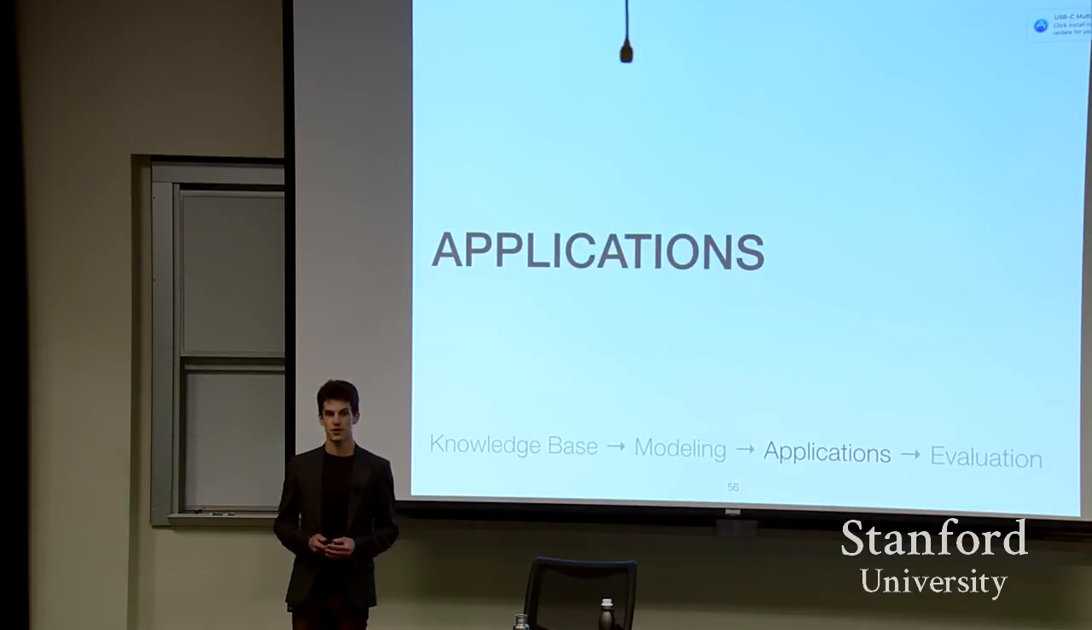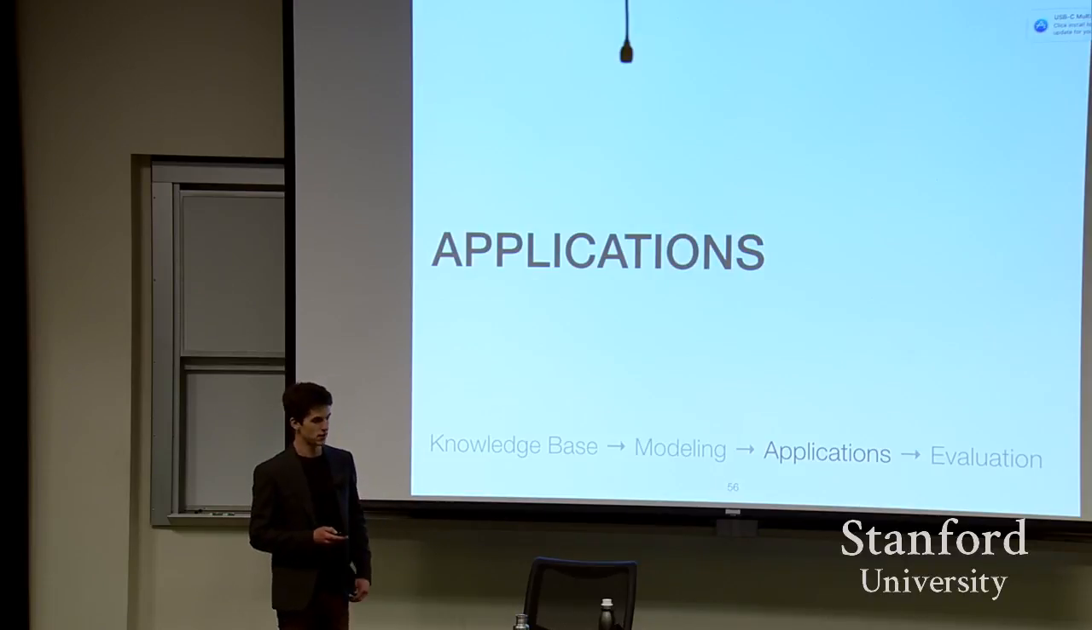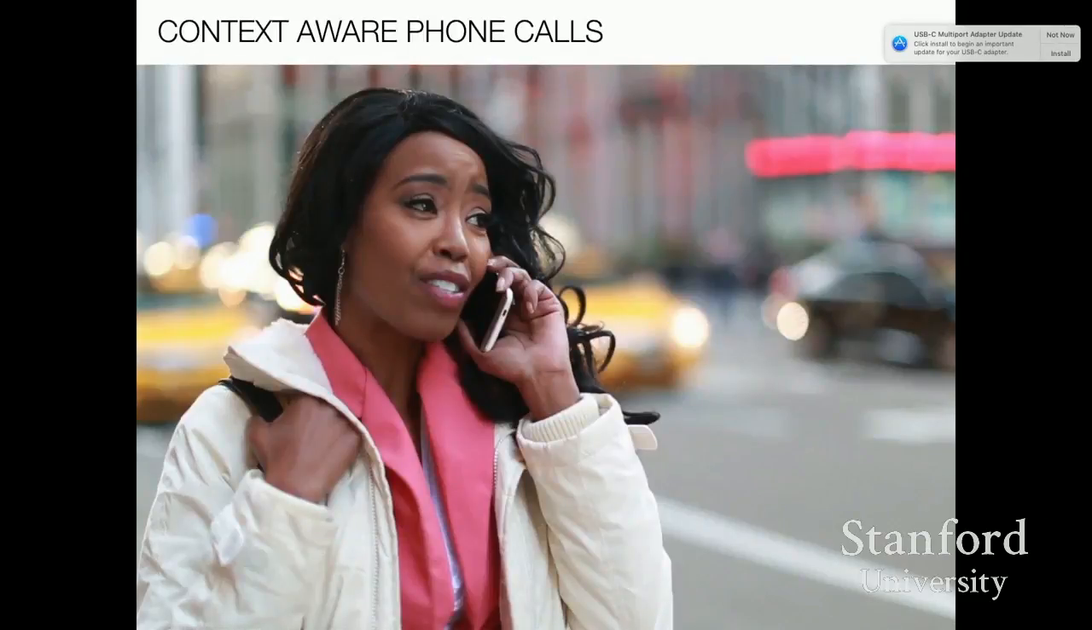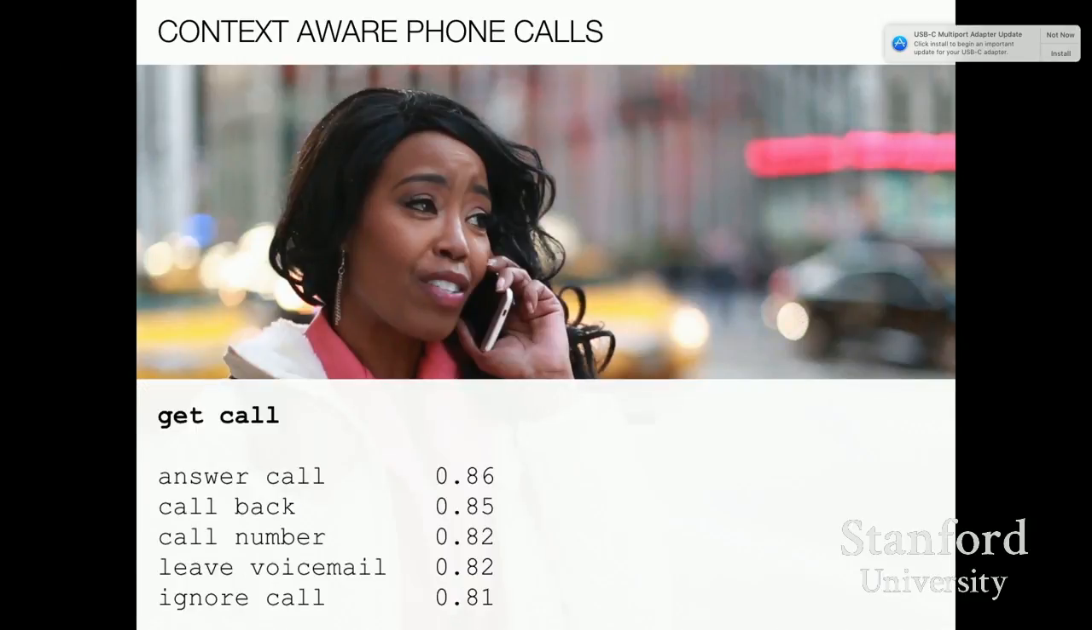But what kinds of applications can we actually build on top of those models? I mentioned earlier in the talk this idea of a phone that's reacting to the context around you. So can Augur do something like this? Well, we can take an activity like getCall and look at the answer set returned by the vector space. We see things like answering call, calling back, ignoring the call.